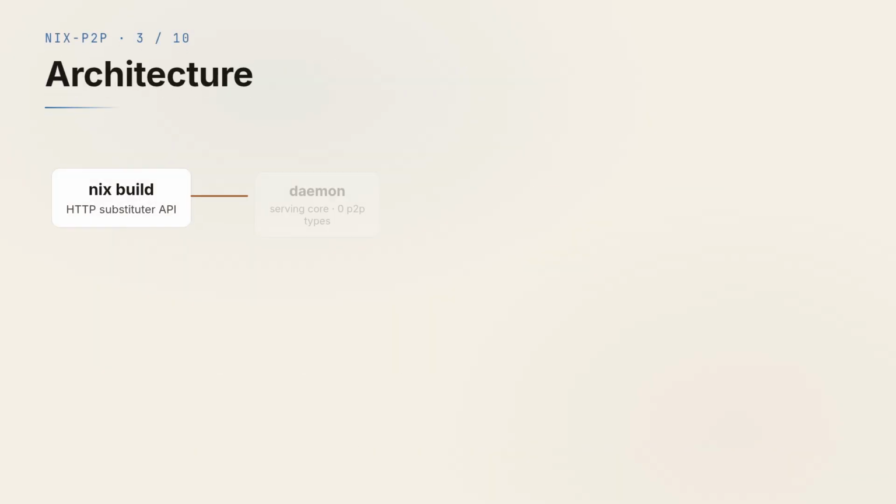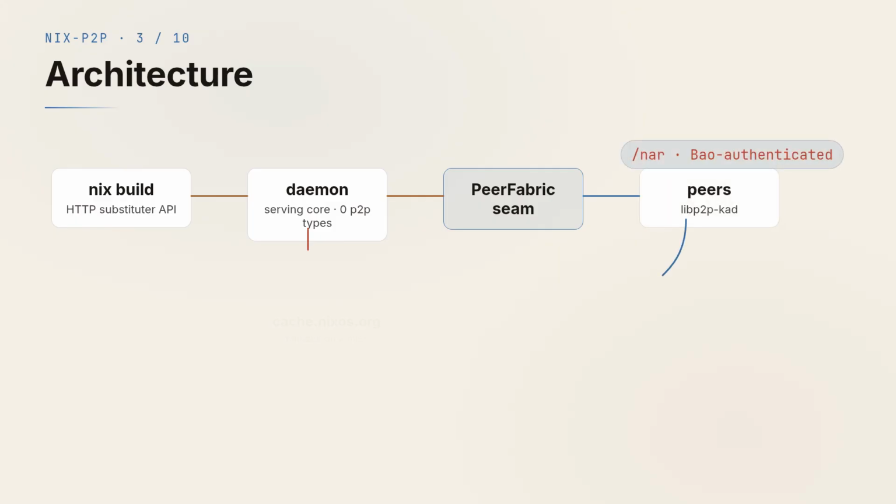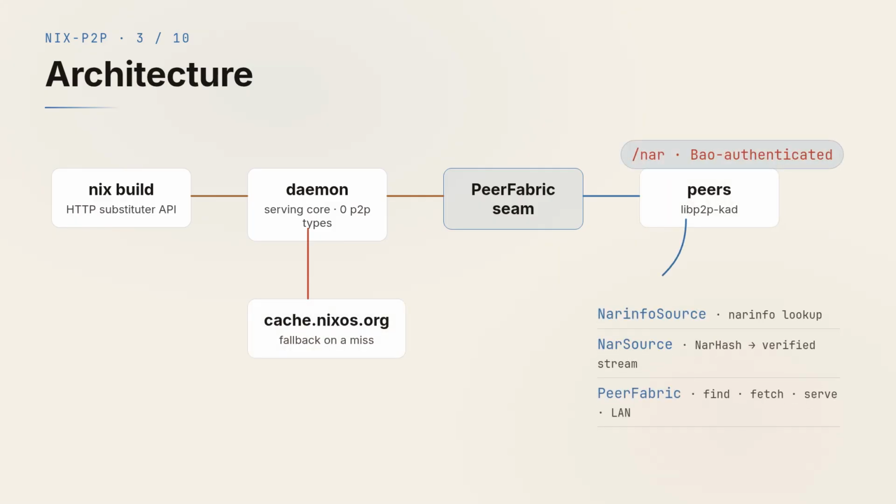Inside, three seams keep it clean. Serving hides behind two source interfaces. All peer-to-peer sits behind one peer fabric seam, so the serving core holds zero networking types. libp2p is the proven trunk: Kademlia discovery, identify, and LAN or mainline bootstrap. Peers transfer raw NARs over a Bao-authenticated protocol. A Nix build flows through the daemon to peers and falls back to the CDN on a miss.